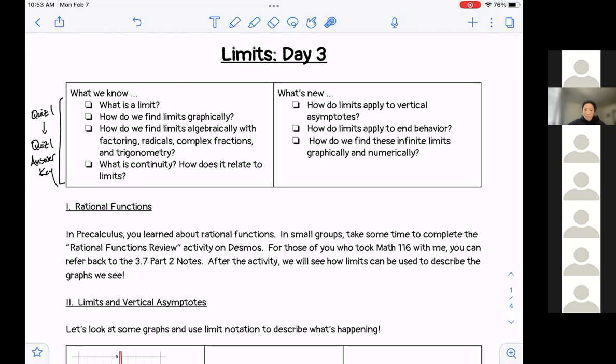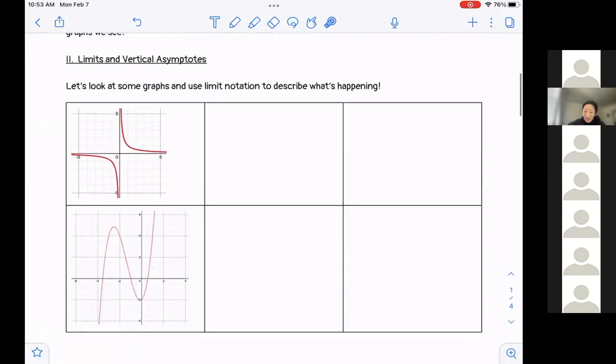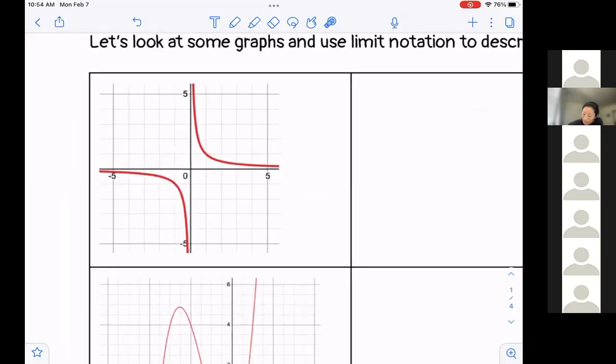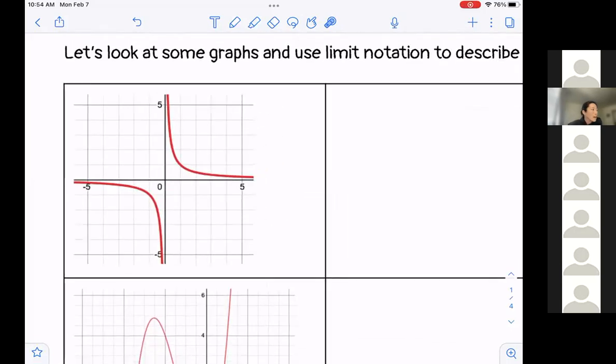Okay. And so let's take a look at how vertical asymptotes relate to limits. We're going to take a look at some graphs here, and we're just going to practice using the limit notation that we used last week. Last week in particular, a lot of times things were pre-filled out for us, and I want to get us practicing how we write that on our own. How do we use that proper mathematical notation? So let's start with this graph right here. Can someone tell me where the vertical asymptote is?